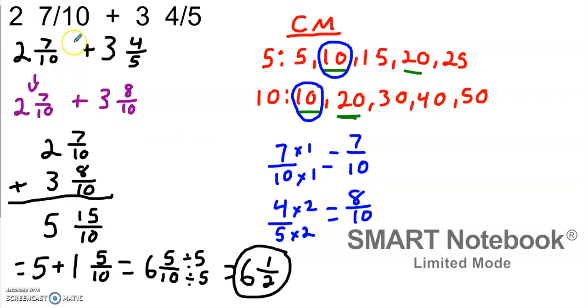So again, I wrote the numbers the way that I am comfortable viewing them. I find my common multiple, then my equivalent fraction to have that common multiple as my denominator. I put it in and I add, or if this was a subtraction, I would subtract. And then I would simplify, and I got the 6 and 1/2. I want you to pause this video now and write in your notebook the problem and all of our work.